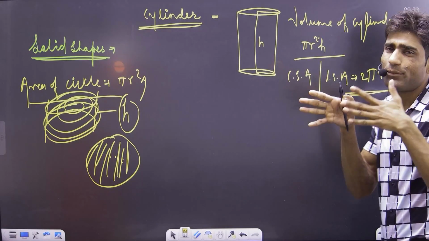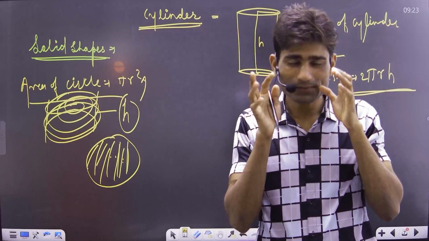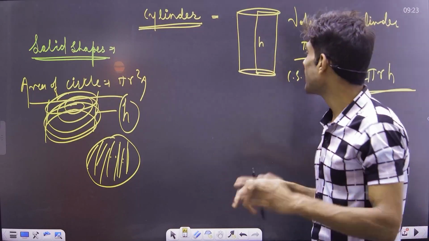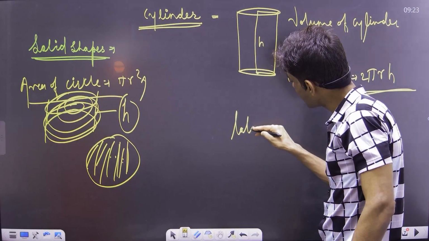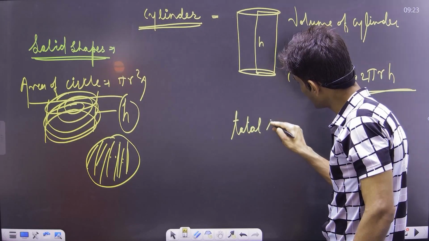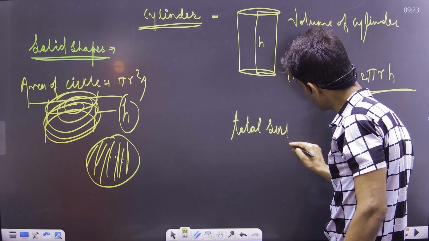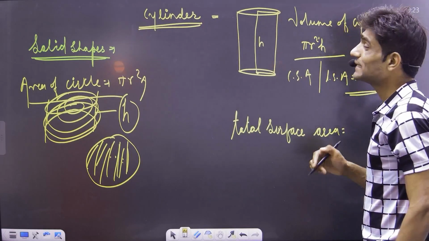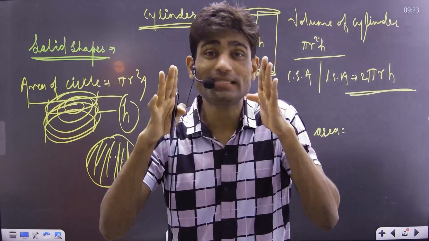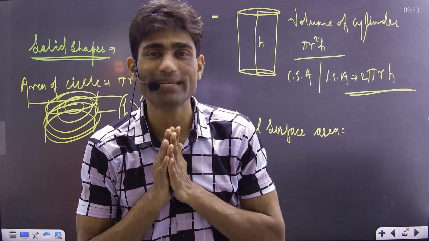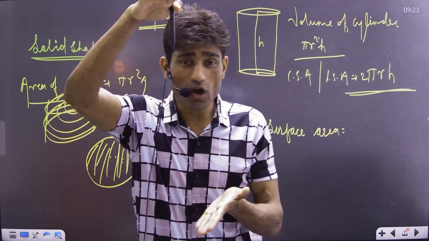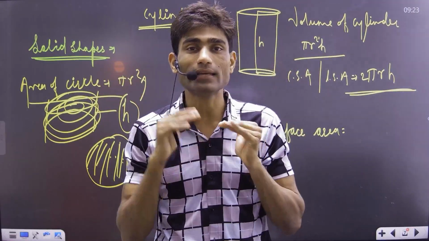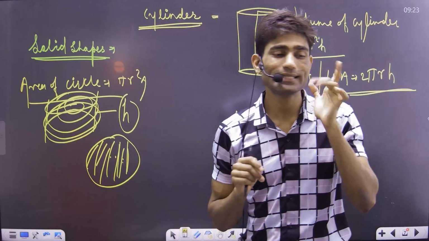Okay, now let me move to the next part, which is the total surface area. Total surface area means we have to consider all the parts around our cylinder. All around means the area of the top, the area of the bottom, and the curved or lateral surface area. Everything together is the total surface area of our cylinder.